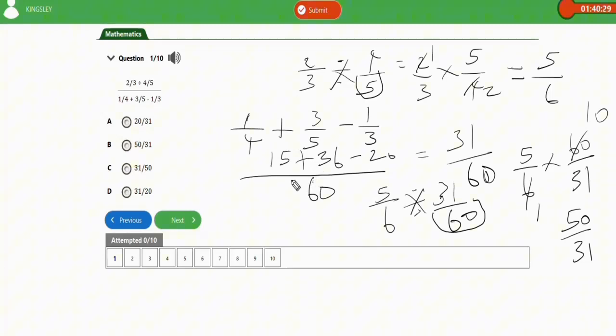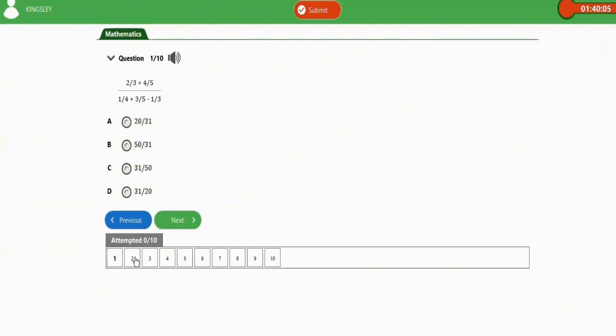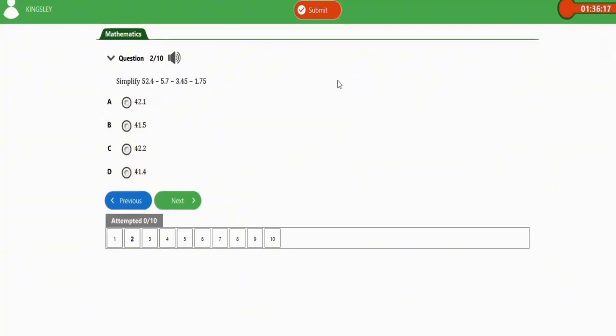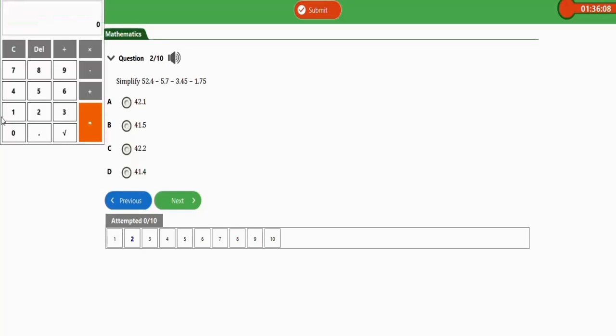So it's as simple as this. Let's go to the next question. Okay guys, so for this question too, we have to simplify this. This question is very, very simple. Basically, all you have to do is go straight to the calculator.